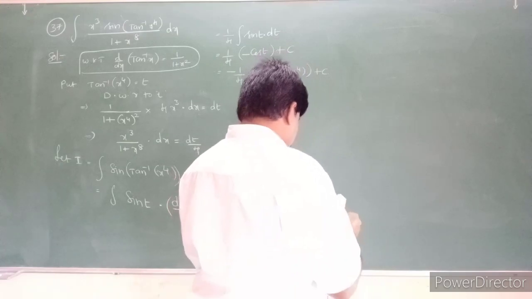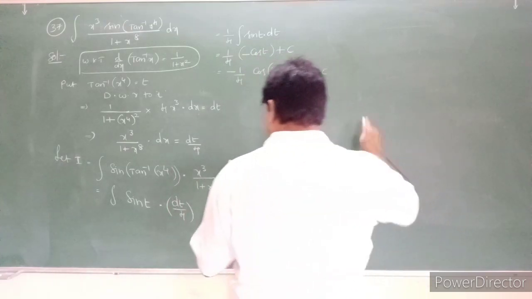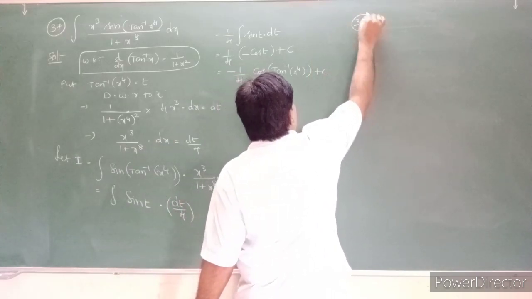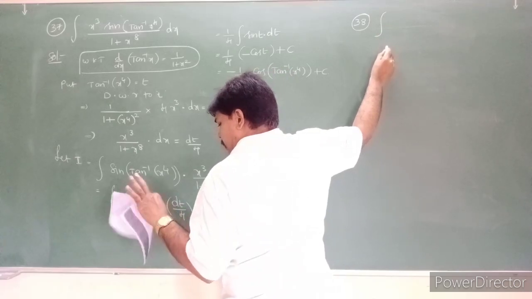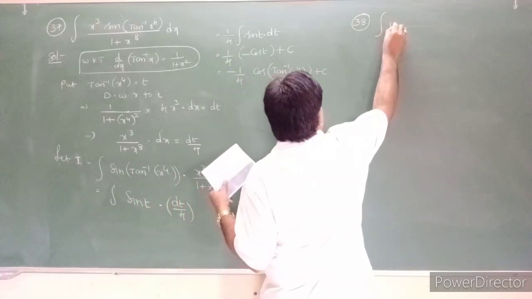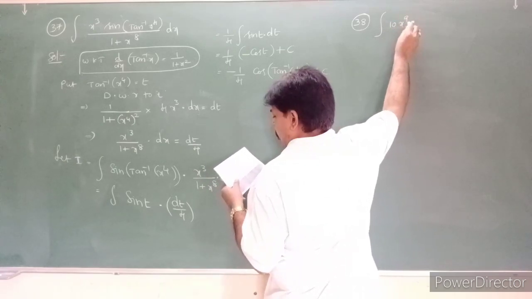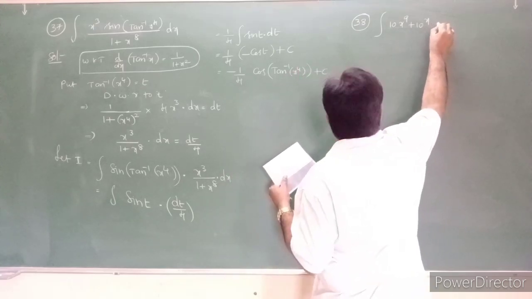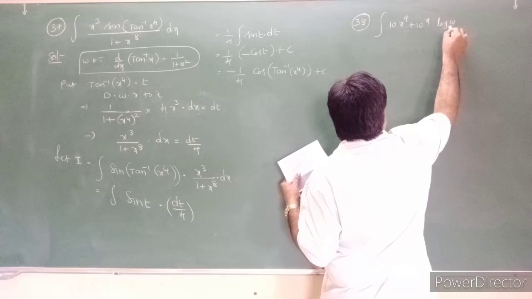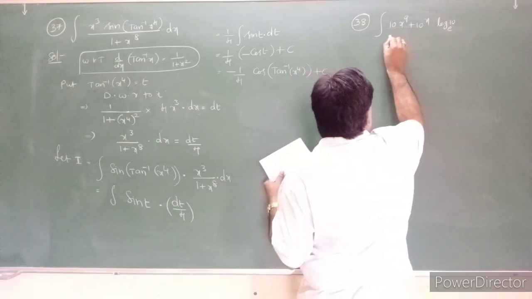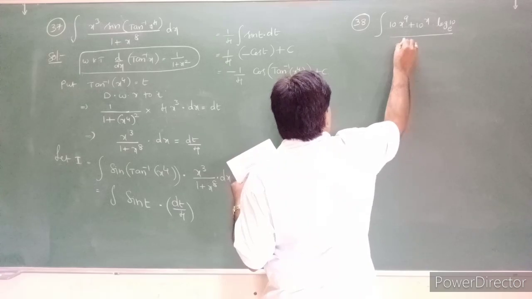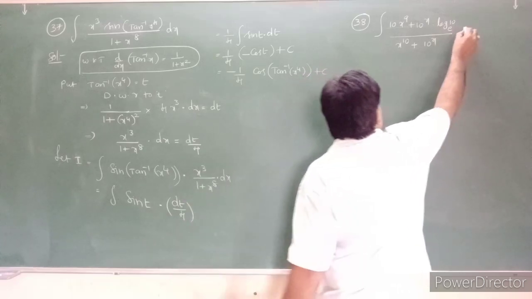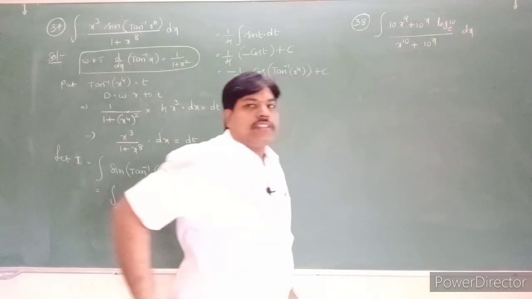See question number 38. Integral of (10x^9 + 10^x log 10 base e) by (x^10 + 10^x) dx. So this is the function they are asking.